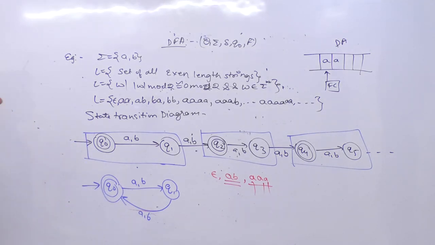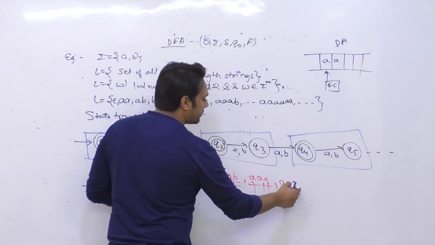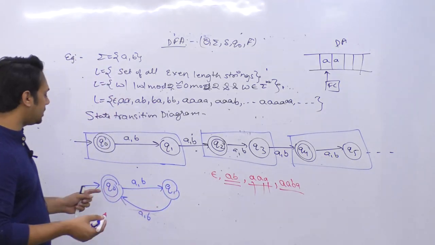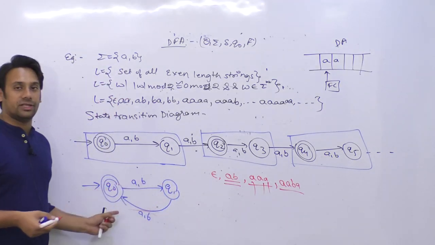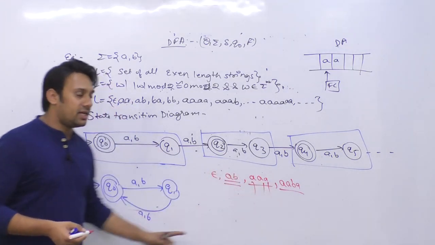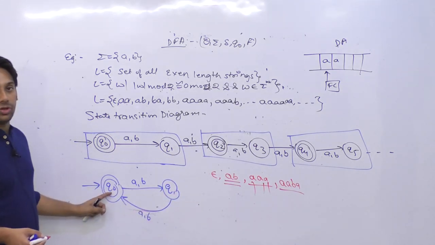Okay? So if I give again an even length string, which can be any combination of A and B, you will always end up at the state Q0. Aap isko check bhi kar sakte hain. In this string, you have A. To pehla A dene se aap Q0 se Q1 par jayenge. Second A dene se aap Q1 se Q0 par jayenge.